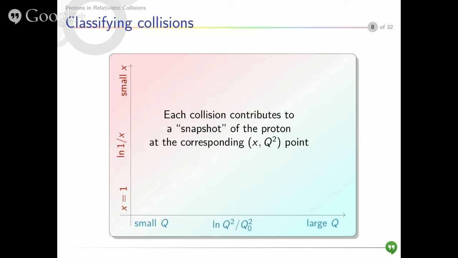But it turns out that if you look only at collisions with certain values of x and q, and I'm glossing over a lot of technical detail here, then the number of particles turns out to be something fairly well defined. And so, at a particular value of x and q, you can say a proton is made of this many quarks of this type, and this many gluons, and so on.